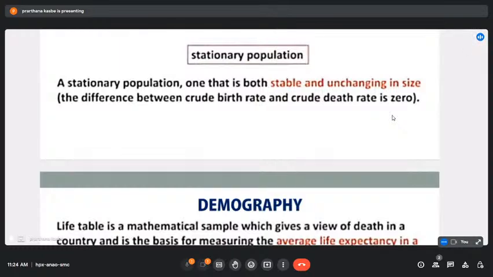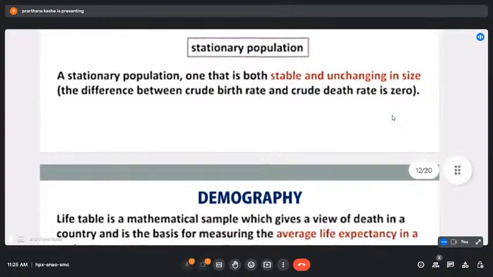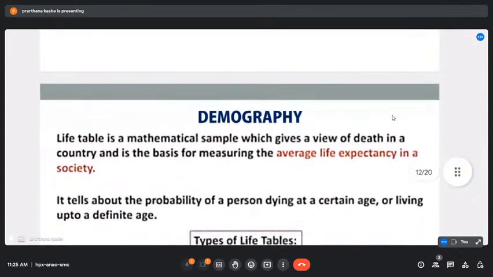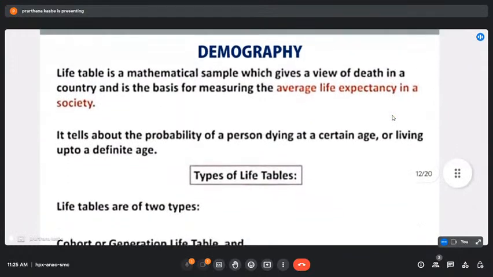That is stationary population. The difference between the crude birth rate and crude death rate is zero. That is the stationary population. Now we will discuss the life table.